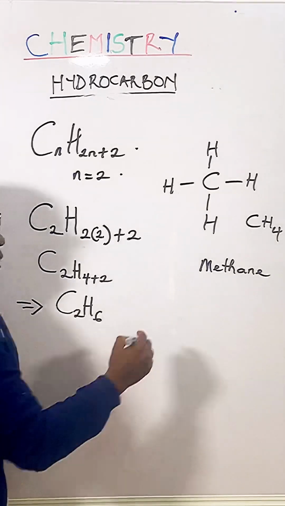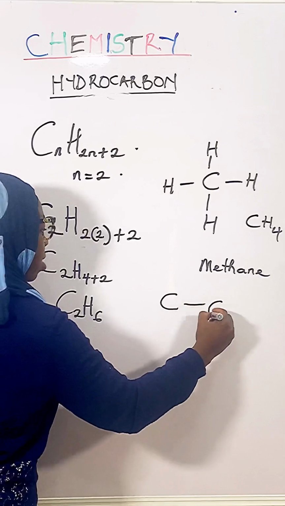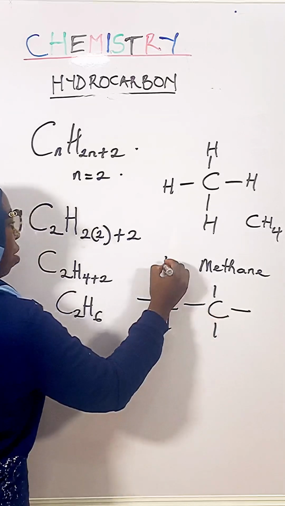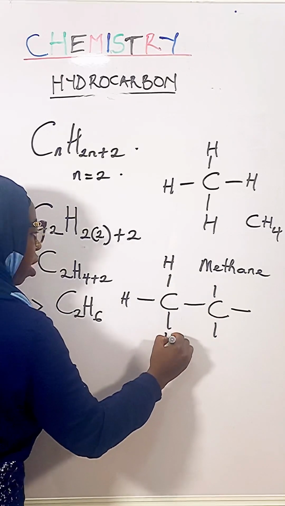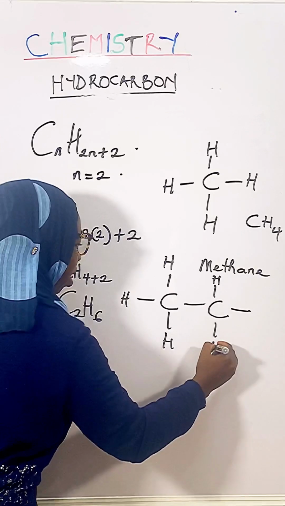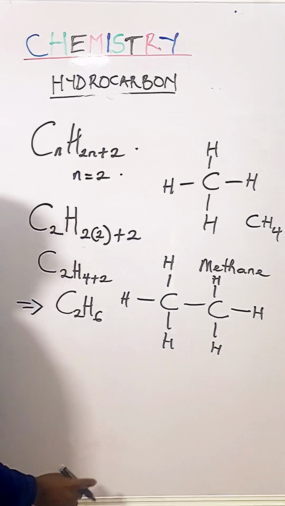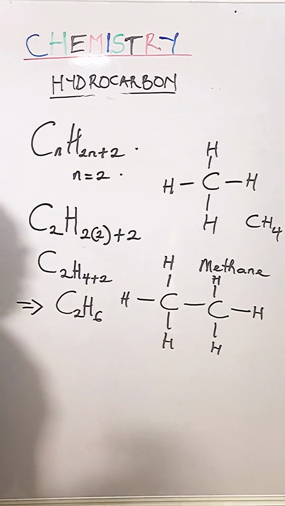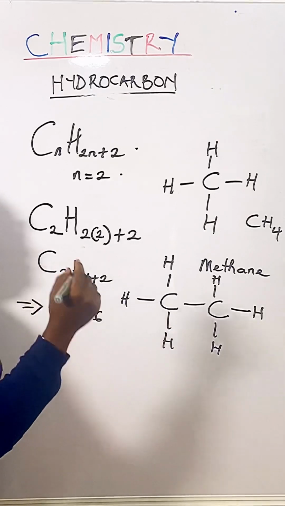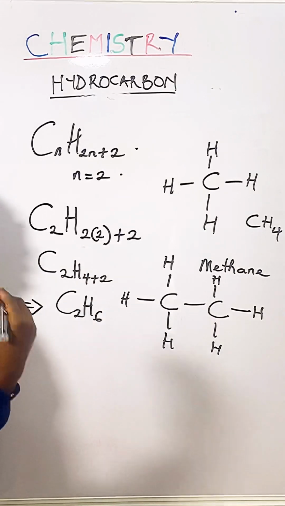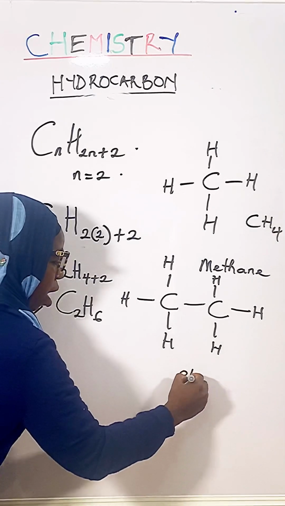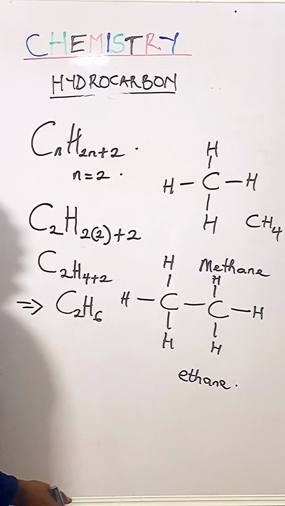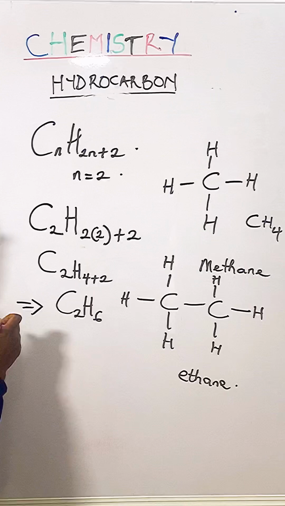Now let's quickly draw that one. We have C1, C2, then you put your hydrogen around it. So we have H here, H here, H here, H here, H here, H here. So this is the second family of alkane. When we want to name this one, remember I said 1 is meth, 2 is eth. Then you end it with ANE. So let's write it. This is our eth, then with ANE, what do we have? We have ethane, and that is the second family of the alkane group.